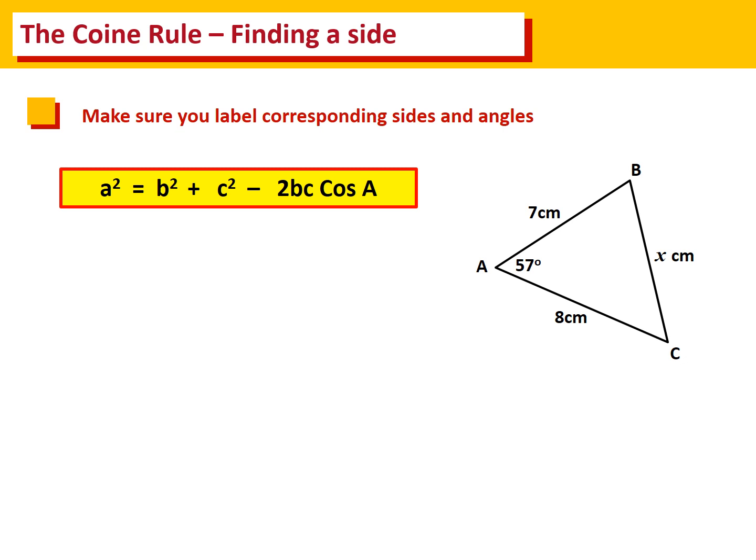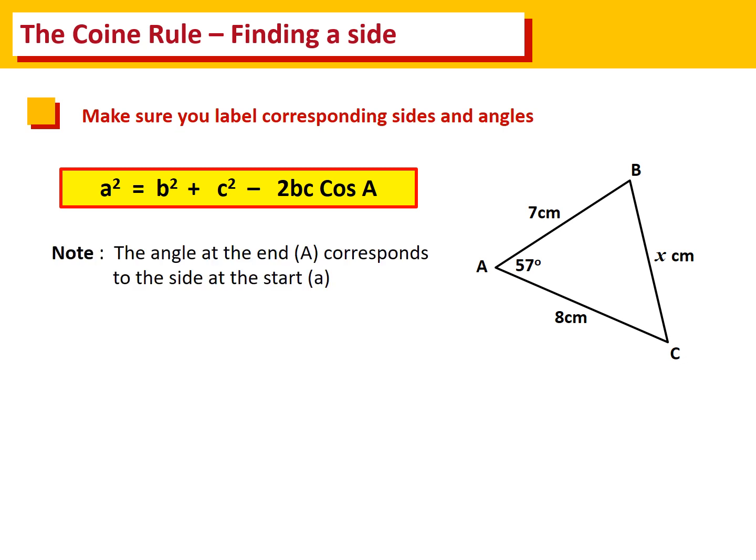So let's see how that applies in our example. We're trying to find the length x, and the angle that corresponds to the side x, or is opposite the side x, is the 57 degrees. So our formula will start with the length we're trying to find, x squared, and it's going to finish with 57 degrees on the end. But before we get to that, we've got b squared plus c squared. b squared plus c squared are just the two other lengths.